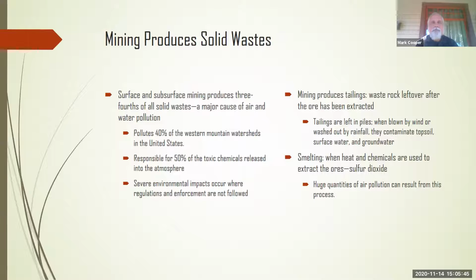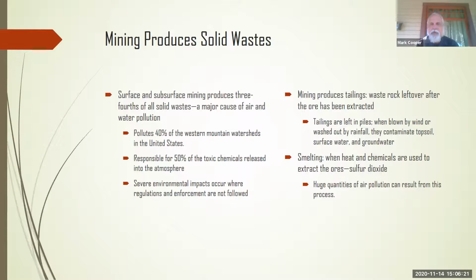All right, and a problem in the mining also has solid waste that has to be dealt with. 40% of the Western mountain watersheds in the United States are polluted from mining operations because of all the excess solid waste. It's responsible for half of the toxic chemicals released into the environment. And we also have something called tailings. Tailings are left usually in piles, depending on how they are stored. Winds can cause issues and cause air, water problems.